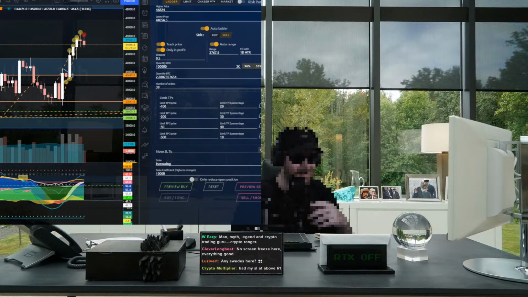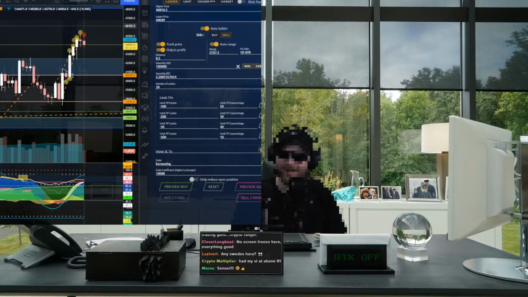Had my stop loss at above R1. Poof. Let me just. Oh, okay, daily R1. Never mind. I was thinking like monthly R1. That would really sting if it hit.